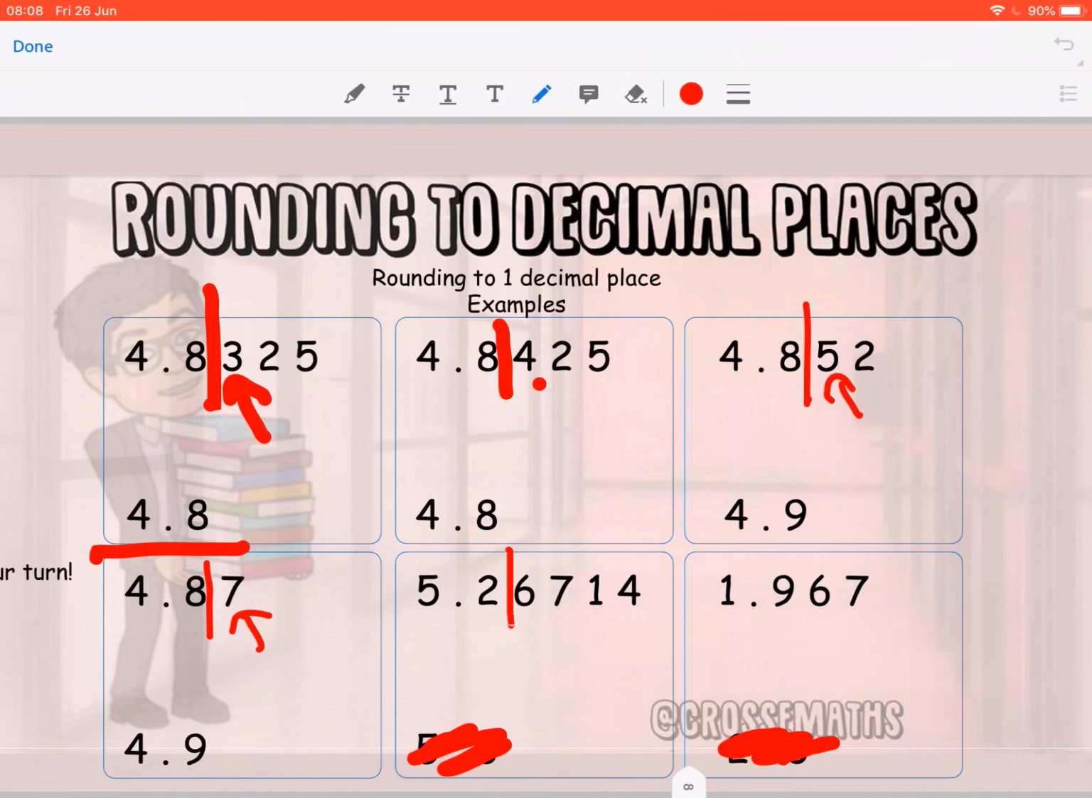Count across 1, draw a magic line in. Remember, it doesn't matter how many digits you've got after the magic line. All that matters is the one just to the right of it. Is that 6, 5 or more? Yes it is. So that 5.2 has to go up to a 5.3.